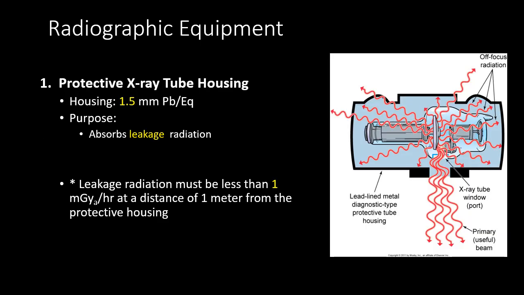Radiographic equipment. So number one, we have the radiographic X-ray tube housing. The housing is 1.5 millimeters of lead equivalency. Its purpose is to absorb leakage radiation, which is leakage emitted anywhere but the tube window. So here's the tube window. So anywhere but there. And leakage radiation must be less than 1 milligray per hour at a distance of 1 meter from the protective housing.